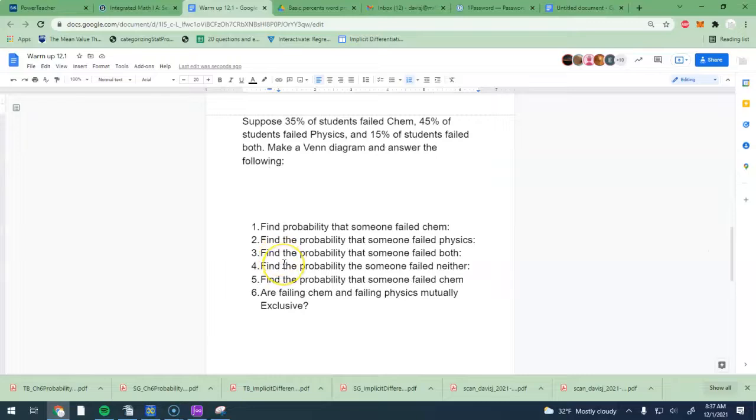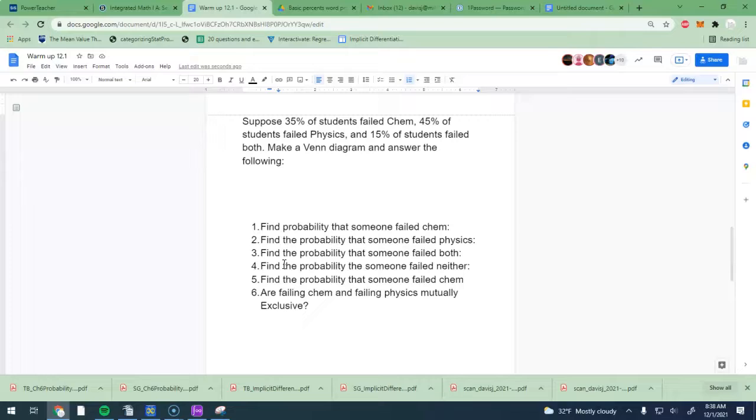Alright, so this one seemed to trip some people up, but I think we kind of got it. It's really tempting to just put 35 and 45 in those circles, but then it doesn't work. If you put 35 here and 15 here, your chem circle would then add up to 50, and that's not what we want. So I always start with the both. Put 15% both in the middle, and then I know the chem circle has to be 35% total. I've already used 15% of that, so there's only 20% left.